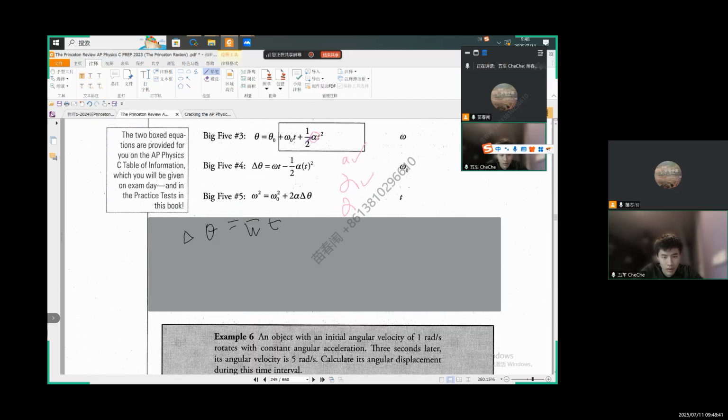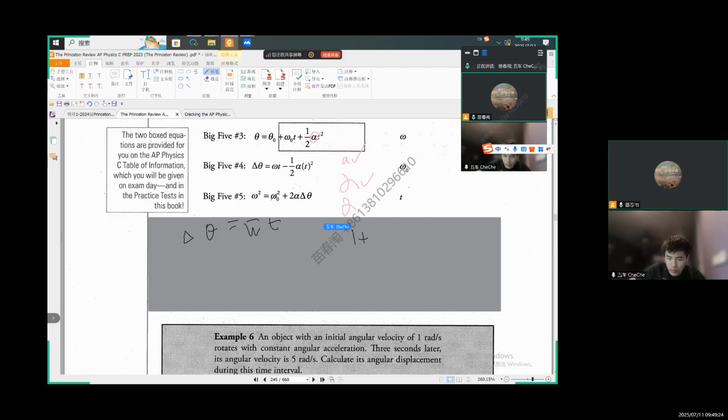3 seconds later, the angular velocity is 5 radians per second. So the change in angle, which you can basically find by using this, right? Wait, no, you can't. That's what it's asking for. So average angular velocity. Assuming it has constant acceleration, we could always just divide it by 2, right?